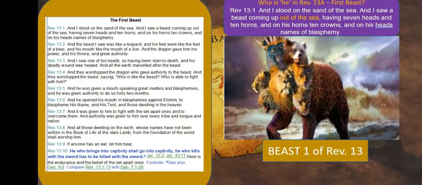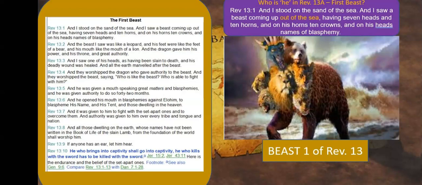And then it says, his deadly wound was healed, and all the world wandered after this beast. Well, that hasn't happened yet either. We're close, but that hasn't happened. And then it says, and they worshiped the dragon, which gave him power over the beast, and they worshiped the beast, saying, who is like the beast? That hasn't happened yet. And then it says in verse 5, and there was given unto him a mouth speaking great things and blasphemy. Okay, that hasn't happened yet.